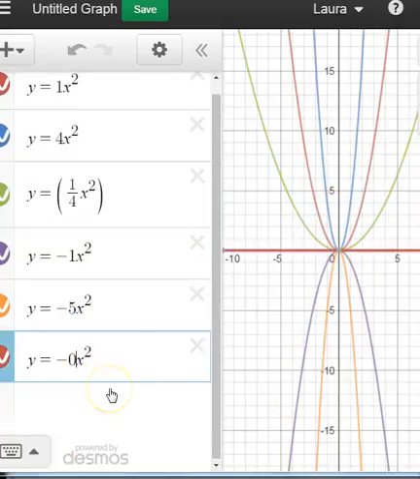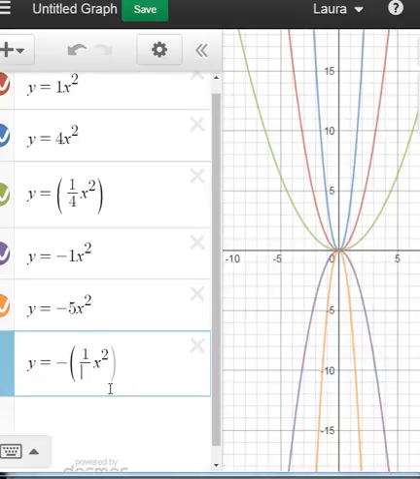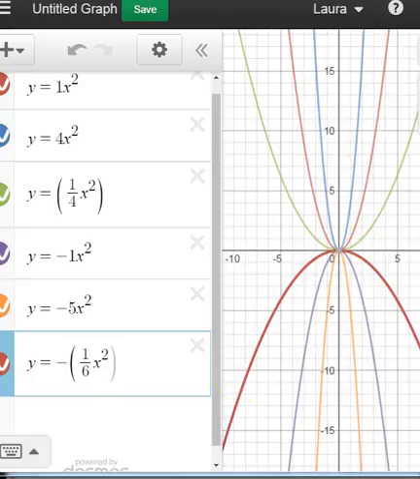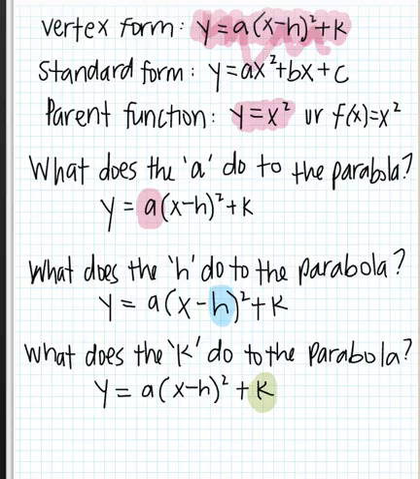And I can do the same thing down here. Change it to 1/6 maybe. It makes it even fatter. So for a fraction between 0 and 1, the a term will make the parabola fatter, and for a larger number, skinnier.